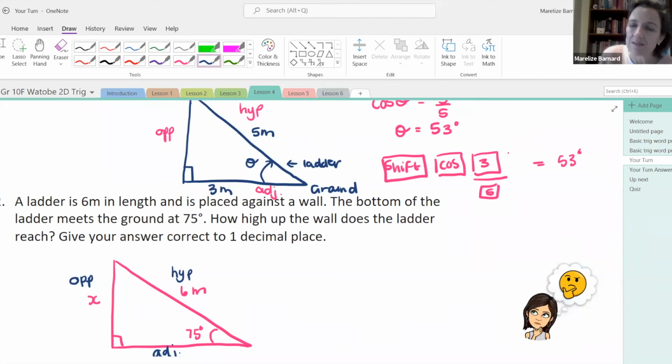So in this case, Leah, what do you think? We are solving for the opposite side, and we have a value for the hypotenuse side. So if it's opposite and hypotenuse, which trig ratio do you think we're going to use? Sin, ma'am. That's right. Okay. So we go sine of 75, and that is x over 6 meters. And then we times by 6.